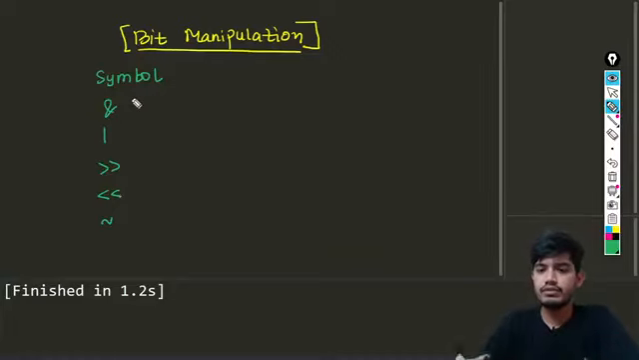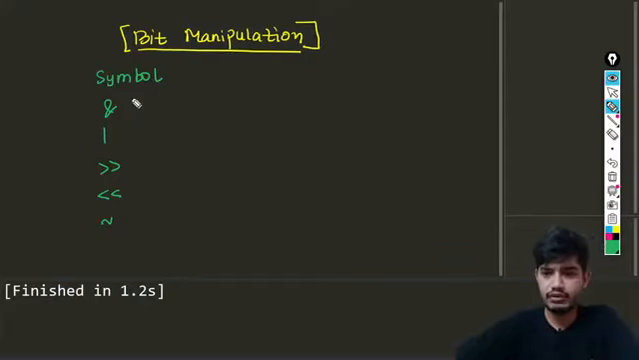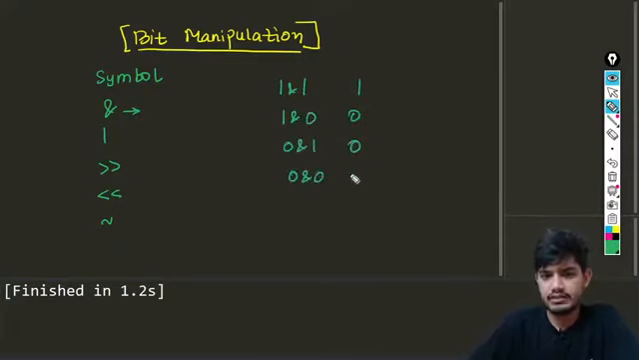Before we start, I hope you all know what these are and how they work. Let me take an example. What is this AND? I hope most of you know that when we take AND of 1 and 1, we get 1. If you take 1 and 0, you get 0. This will be 0, and this will again be 0. So this is all about AND.